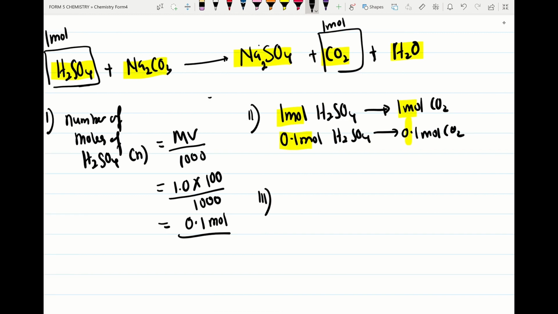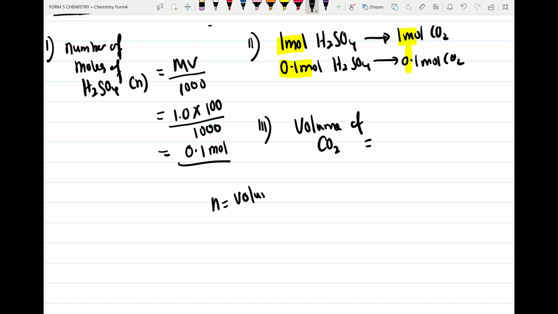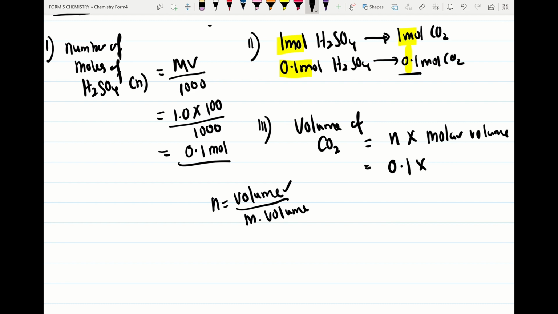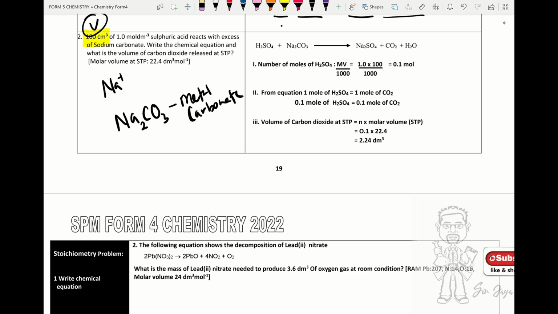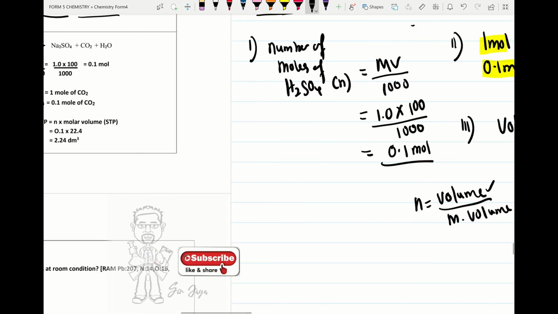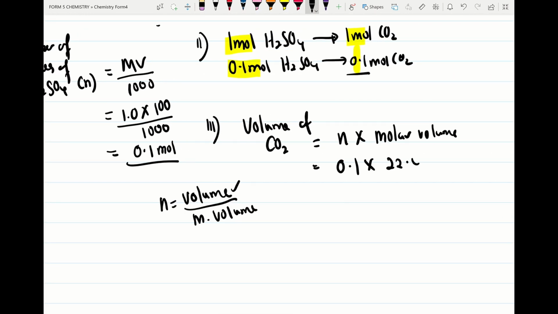And the third point, they want the volume of carbon dioxide. How to find the volume of carbon dioxide? We use the formula: number of moles equals volume divided by molar volume. So to find the volume, we take the number of moles times the molar volume. The number of moles given here is 0.1 times the molar volume given in the question. We check the question, STP, which is 22.4. So 0.1 times 22.4, we will get 2.24. The unit will be dm^3. So I'll write dm^3. For this type of question, students will get 3 marks or 2 marks.